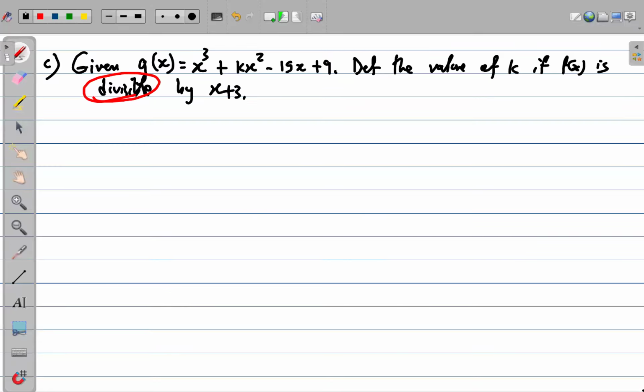So don't be afraid. Don't be intimidated by this. Again, it's the same question. I don't know if you notice we've just been doing the same thing, but the questions have just been phrased differently. Again, examiner playing with terminology. So g of negative 3, in this case, the remainder is 0. So we must get 0 when we substitute negative 3. Oh, this is the implication of this whole thing. So now, let's do that. Let's substitute negative 3.